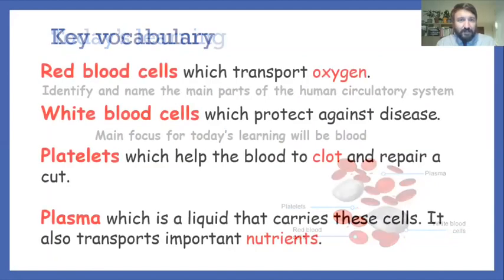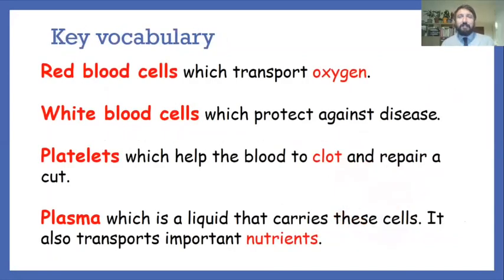So let's move on. Key vocabulary for today. Red blood cells. Now, I've got these little smarty kind of things to represent red blood cells. Red blood cells are used to transport oxygen around the body. Now, white blood cells.